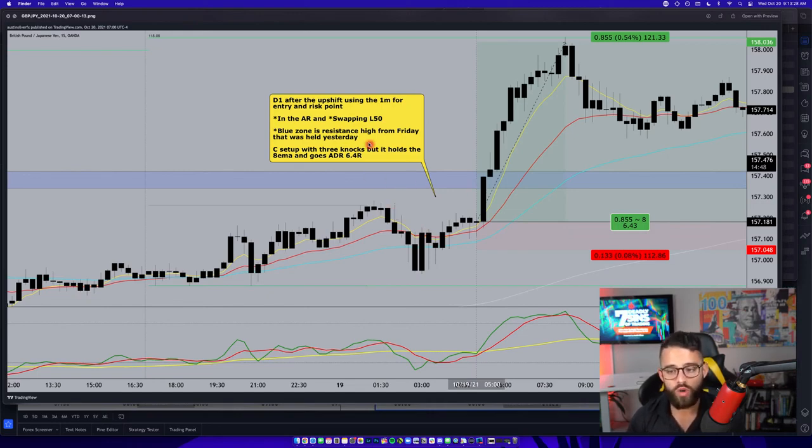And you have this blue zone, which is resistance from Friday and from yesterday that was held. So because you have resistance from Monday and Friday here, you want to make sure you're saying, look, we can't get great risk reward to this zone, so we want to size down because of it being in our way. So 3 knocks, C setup, but what does it do? Holds the 8 EMA, never breaks the 8 EMA from entry, and it runs all the way to average daily range, 85 pips. On the 1 minute, this is what it looked like.